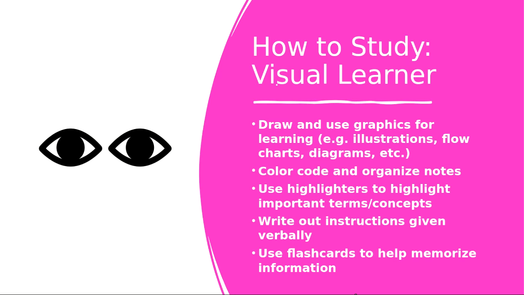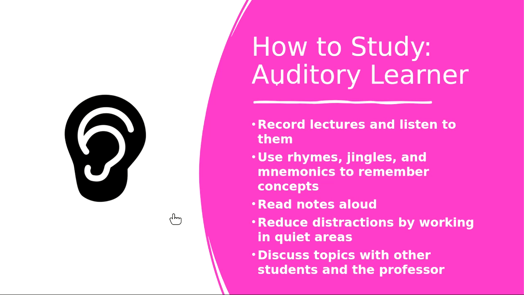Okay, so that's for our visual learner. Now let's go over some tips for the auditory learner. So obviously auditory learners learn best when they hear things. They hear people speak or they're talking to other people. So some ideas for the auditory learner: record your lectures and listen to them. Of course, always get your professor's permission to record them. Most of them don't mind if you record their voice and listen to it at a later time, but it's still just respectful to ask.